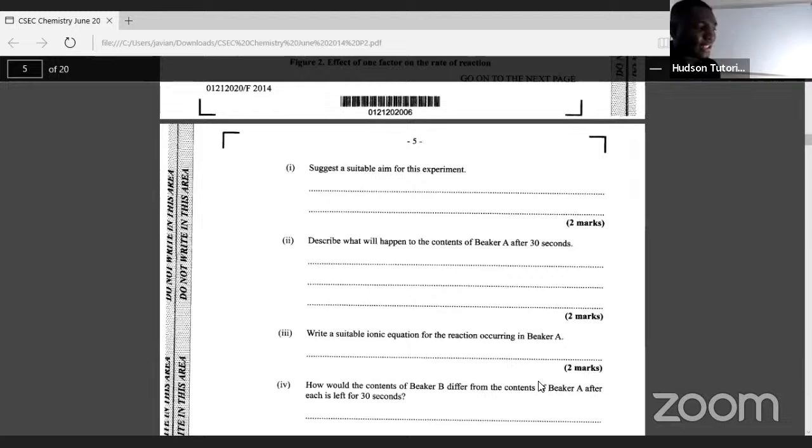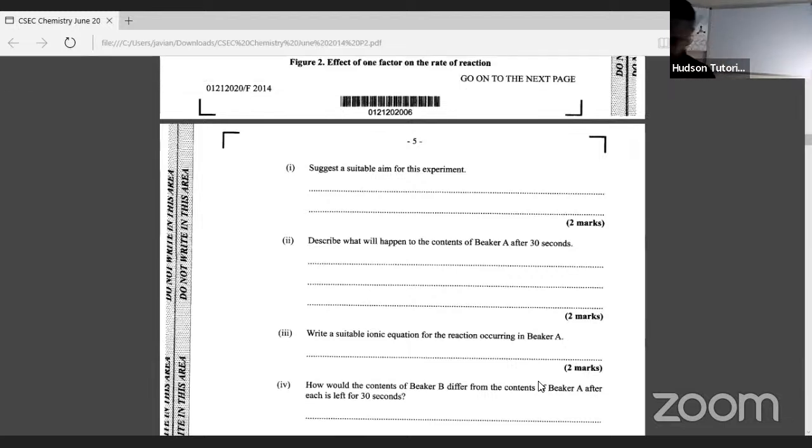All right, so the first question says, suggest a suitable aim for this experiment. What are we looking at? So this is still a lab question. What are we looking at? Let me hear some suggestions. A suitable aim for this experiment. What we're really doing, guys, is to investigate the rate of reaction between magnesium ribbon and iron trichloride using different surface areas.